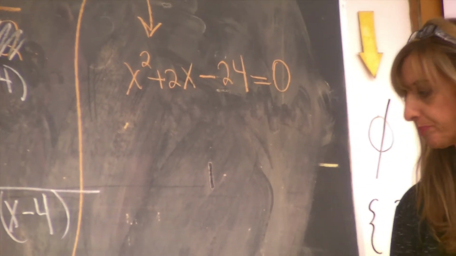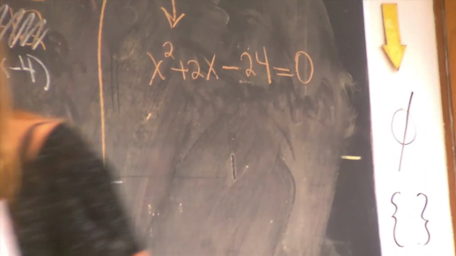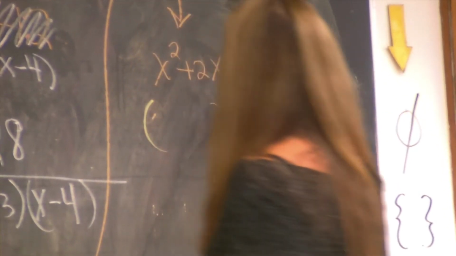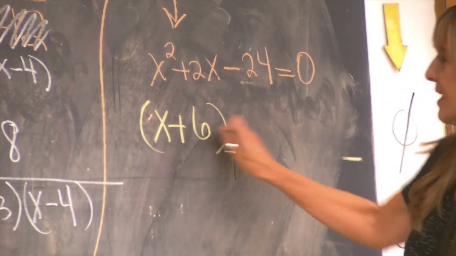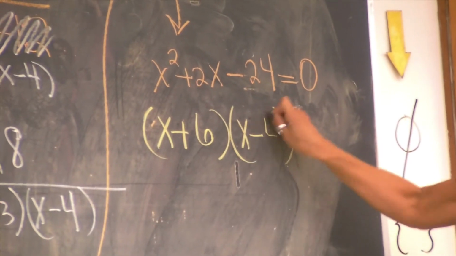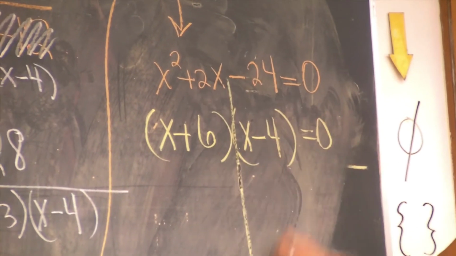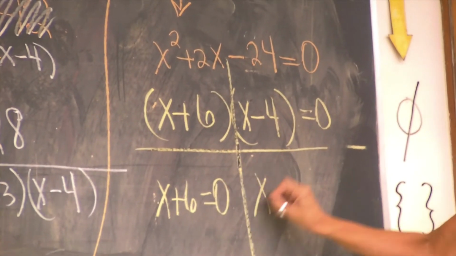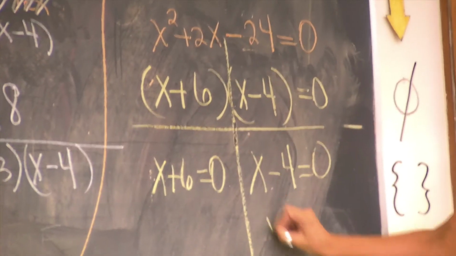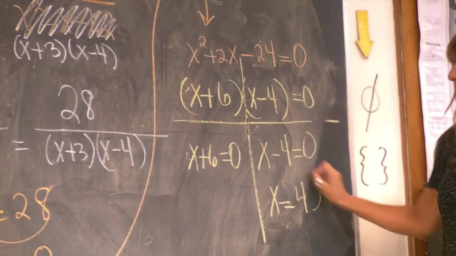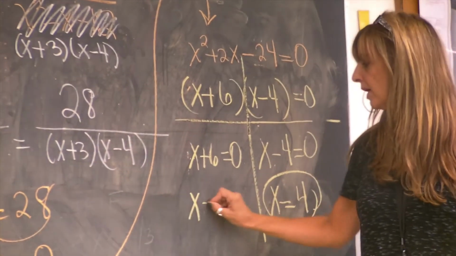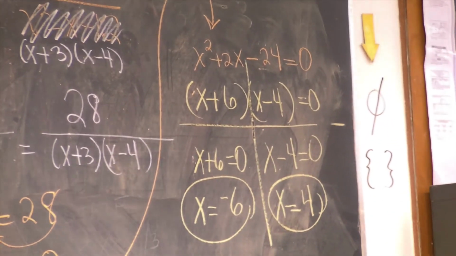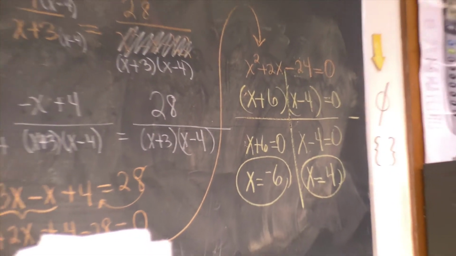Now what? What do I do now? I can factor. So I have an x plus 6 and x minus 4. And then I'm going to set each factor equal to 0 and solve. Notice I'm going to have two answers because it was a quadratic. One answer will be 4 and one answer will be negative 6. But we remember that we always have to check with fractions. It's part of the process.